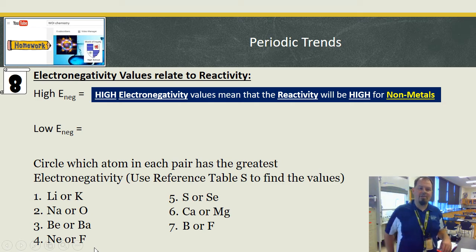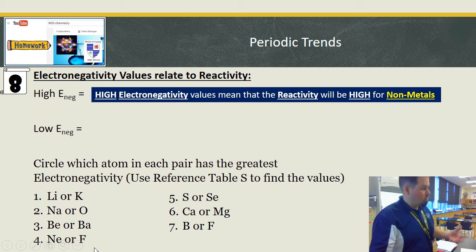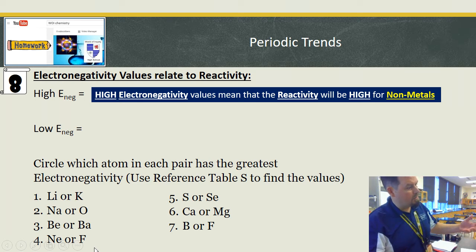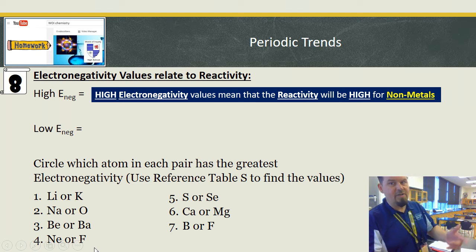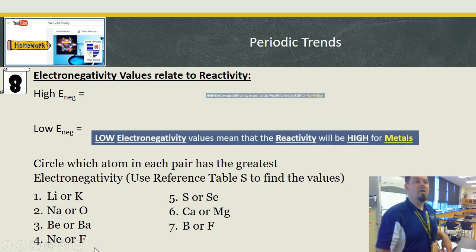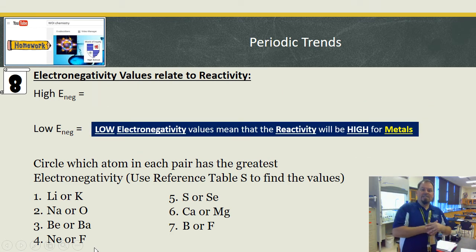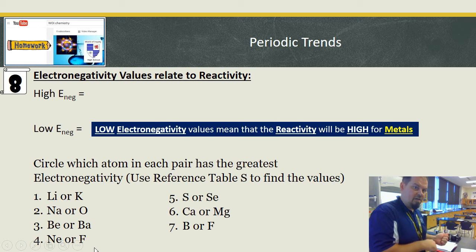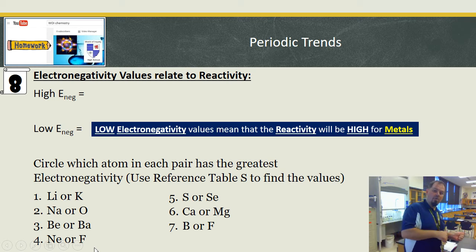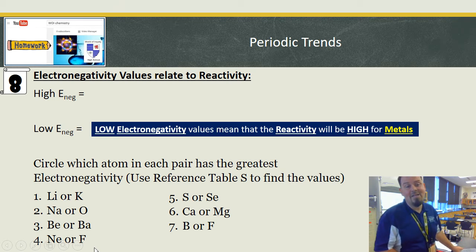How thirsty am I for an electron? Okay, high electronegativity. Non-metals really, really, really want another electron. Hence, high electronegativity will make it very reactive. Low electronegativity is the opposite for metals because they don't really want another electron. So they're going to be very, very low. If that's the case, the lower it is, the more reactive the metal gets, because the metal wants to lose electrons anyways. So if it doesn't want one, it actually wants to get rid of one.